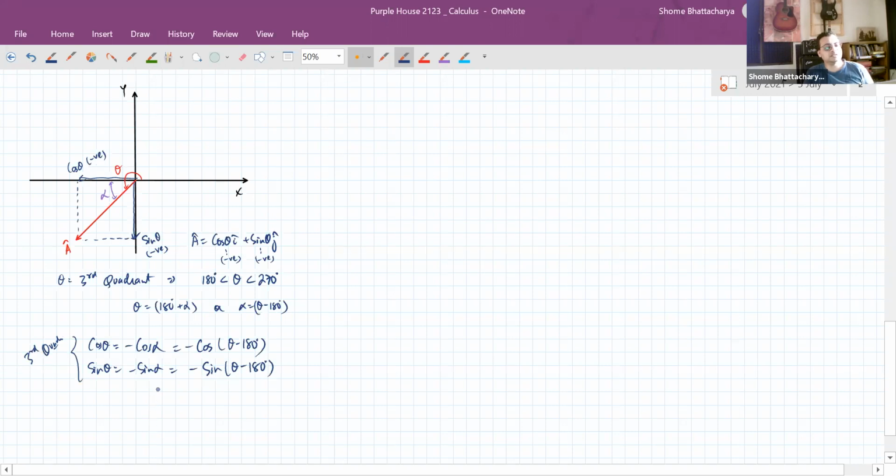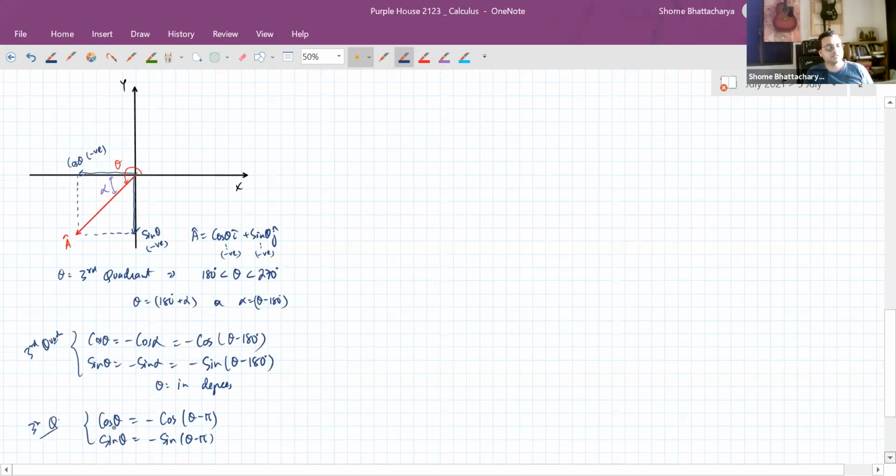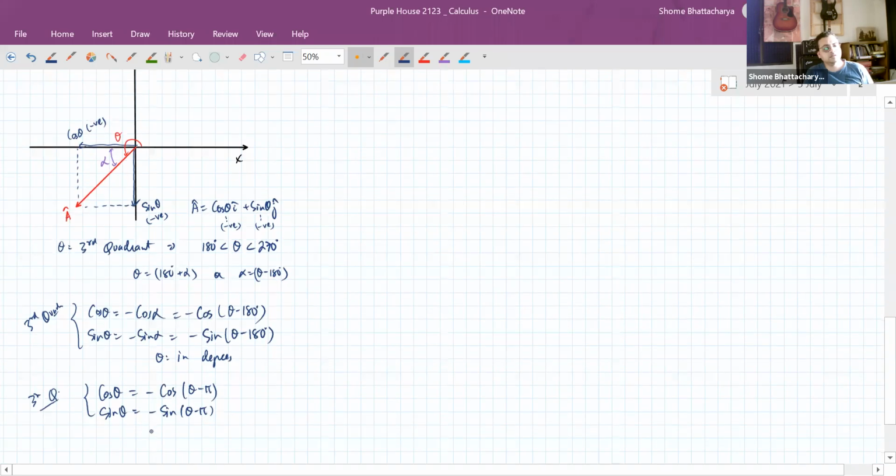So these become our formulae for the third quadrant when we express theta in degrees. Same way, if we express theta in radians, cos theta will be expressed as minus of cos theta minus pi, and sin theta will be expressed as minus of sin theta minus pi. This is where theta is expressed in radians. So these are the formulae for the third quadrant when theta is expressed either in degrees or radians.